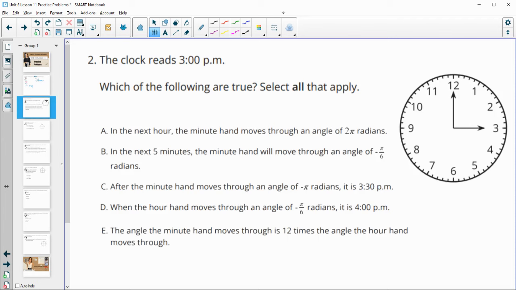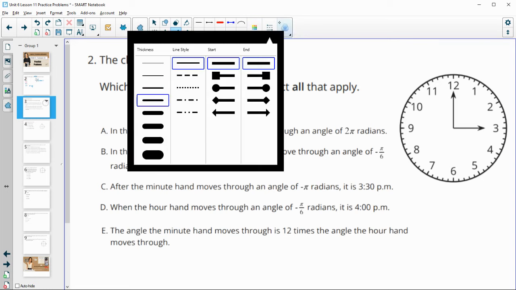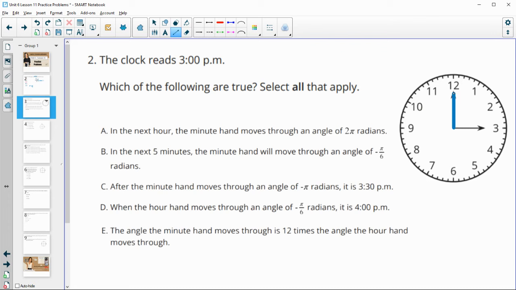Number 2, the clock reads 3 p.m. Which of the following are true statements? Select all that apply. In the next hour, the minute hand moves through an angle of 2 pi radians. So let me get the minute hand on here. So here's the minute hand. And if we follow a clock, the minute hand goes this way, right? So that is a clockwise angle. So in math, a clockwise angle would be a negative angle. So this is going to be that the minute hand goes negative 2 pi radians, not 2 pi radians. So this is false.